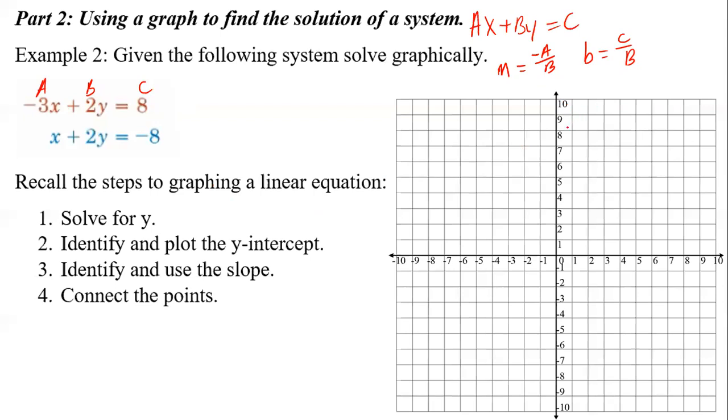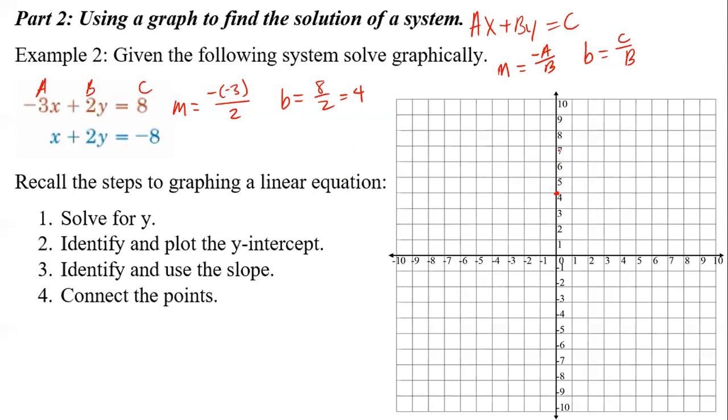Yes, but if I'm not comfortable with that, my tried and true way of doing it is just how you did it in your do now, solving for y. So m equals negative 3 over 2. B equals 8 divided by 2. So my b is 4. I'm going to go to 4. And the slope here, a negative times a negative is a positive. So I'm going to go up 3 and over 2.